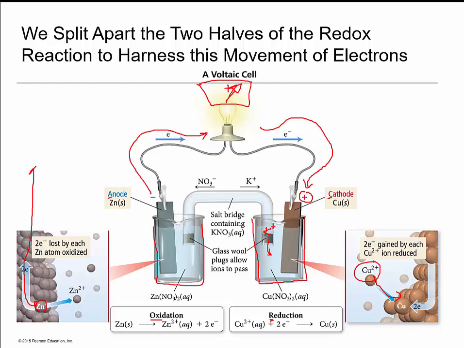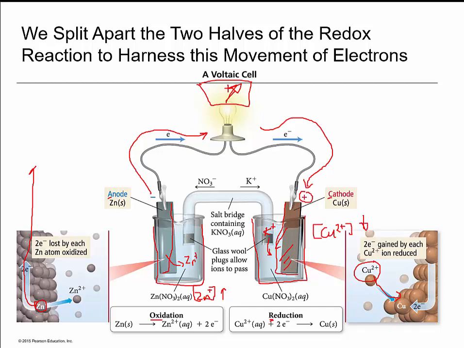And so what will happen over time is that this electrode here will get skinnier as we get more zinc ions into solution. My zinc 2 plus concentration will increase. My anode itself will get skinnier. Over here, my cathode is going to build up copper. It's going to get fatter, but my concentration of copper 2 plus in solution will decrease.